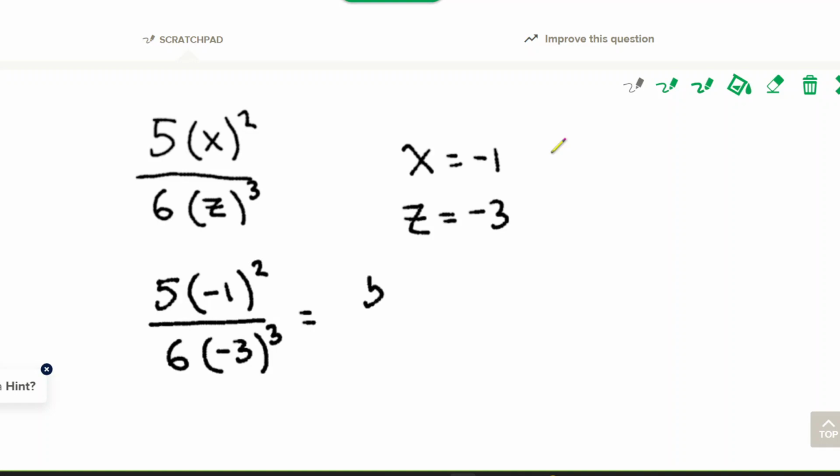So in the numerator, we have 5 times, a little dot for times, and then -1 to the second power. That's -1 times -1. That's +1.